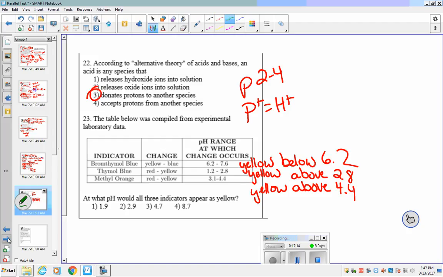So, choice 1, 1.9. Thymol blue will not be yellow, so we're going to go ahead and say it can't be choice 1. Choice 2, 2.9, that's not going to work. It's not above 4.4, which it would need to be for methyl orange. 4.7 is below 6.2. It's above 2.8. It's above 4.4. So that's going to be our answer. The reason that 8.7 won't work is it won't work for bromothymol blue.